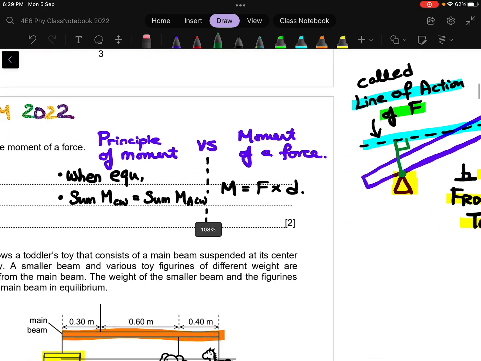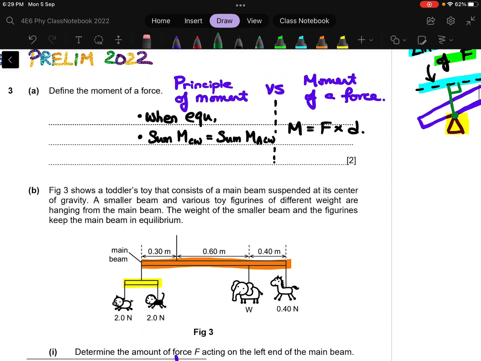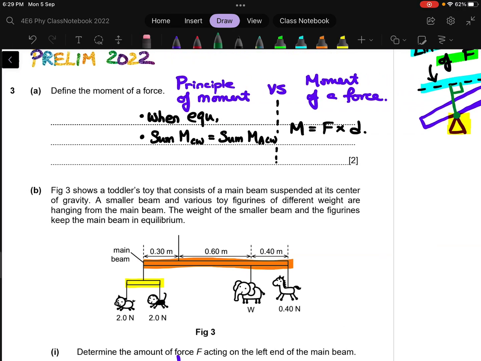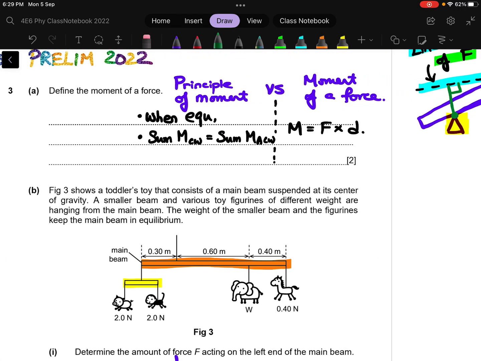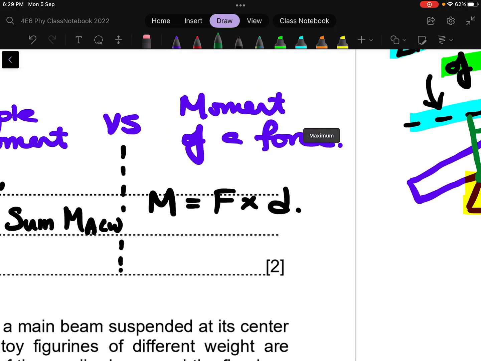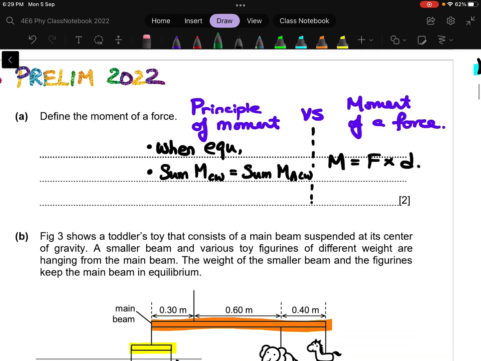When you look at the definition in the OneNote, if you scroll down this page, look for 4E Prelim, paper 2, and you will be able to find the definition of the moment of a force. If not, you can also refer to your textbook. So when you revise the chapter on moment, there are two definitions. You need to make clear which one is the one that the question wants.